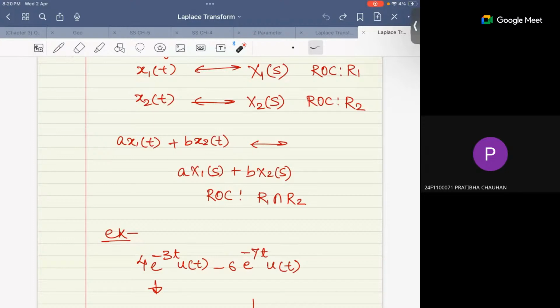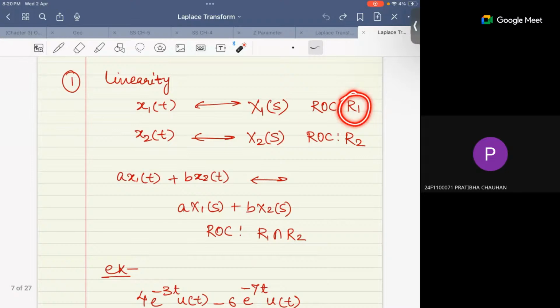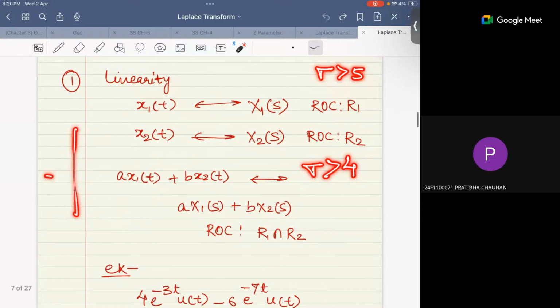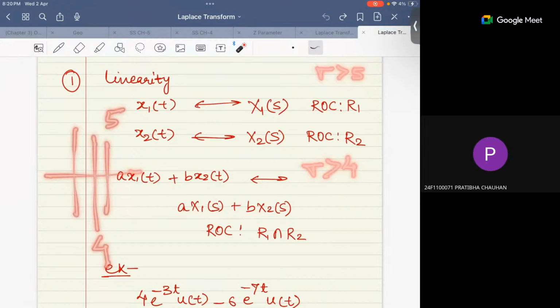The only thing here is the ROCs. You have to take care of the ROCs. The ROC will be the intersection of R1 and R2. Not the union, it's the intersection, the common part of the two. For example, here one exists from sigma greater than 5 and the other exists from sigma greater than 4. What do you think the ROC will be? Greater than 4 or greater than 5? Greater than 5. Correct. So that will be greater than 5.